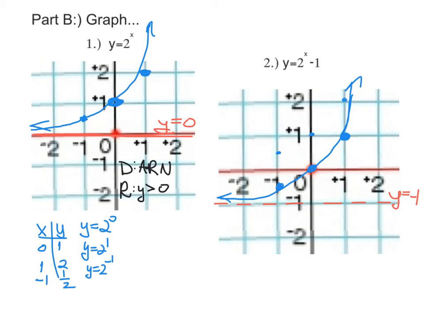If you were asked about the domain and range, the domain, again, is all the x values that we can use, and that will be all real numbers. However, the range this time, our curve stays above this asymptote at y equals negative 1. So that means all the y values are going to be greater than negative 1.